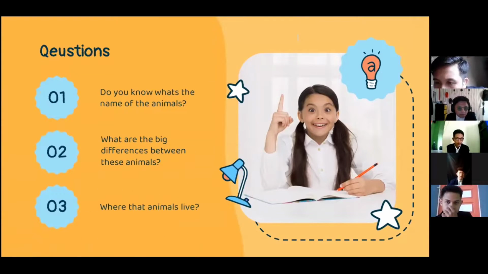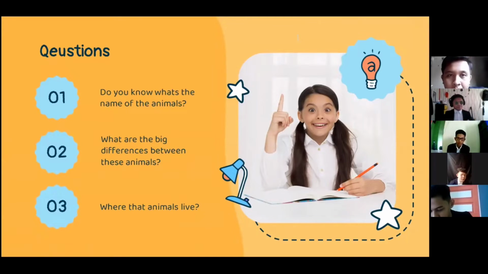And now there are 3 questions for you guys. I want to read and answer the first question because I think the answer is too easy for you guys. Now the question is number 1. Do you know what the name of the animals? And obviously the answer is a dog and a fish.